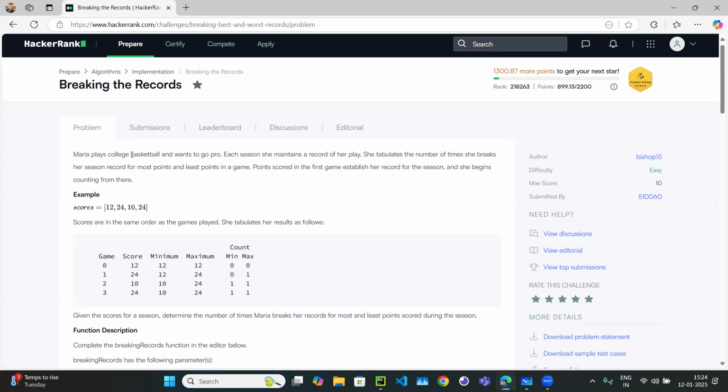So Maria plays college basketball and wants to go pro. Each season, she maintains a record of her play. So there is one girl, Maria, who is playing some basketball, and every season she is maintaining the record. She tabulates the number of times she breaks her season record for most points and least points in a range. So she is maintaining some record of how many times she is breaking her past records. Points scored in the first game establish her records for a season.